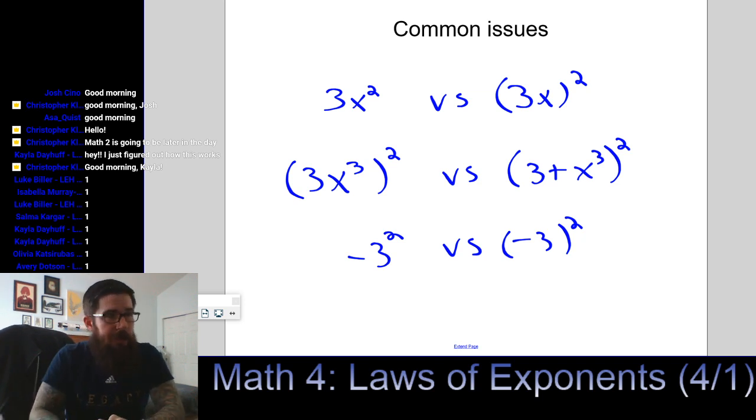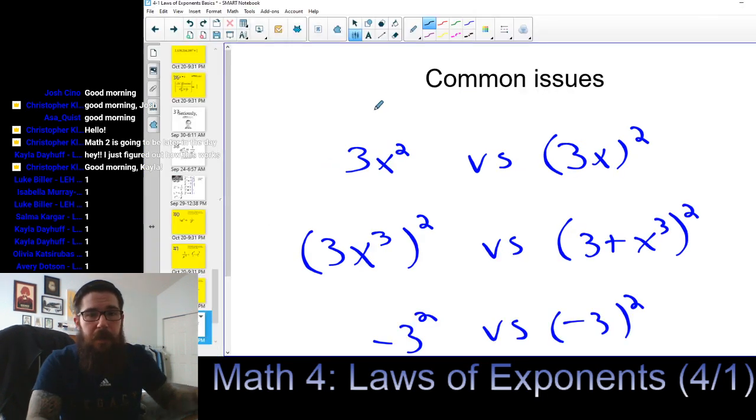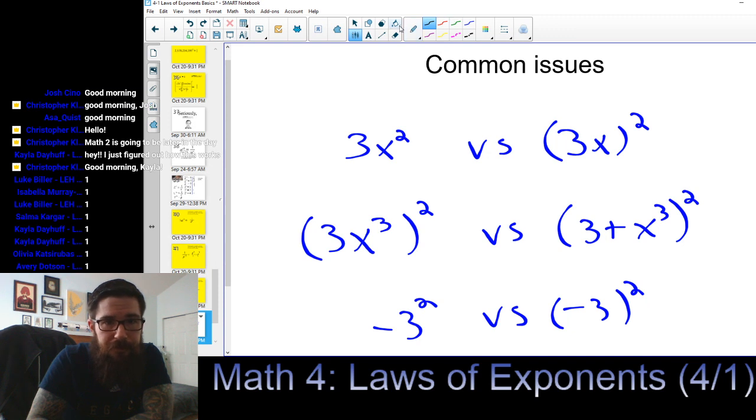Take a quick moment to look at these. These are not the same. We see this one happen all the time, and I've kind of been hitting at this throughout the year. Let me pop out and show you what I mean a little bit more.